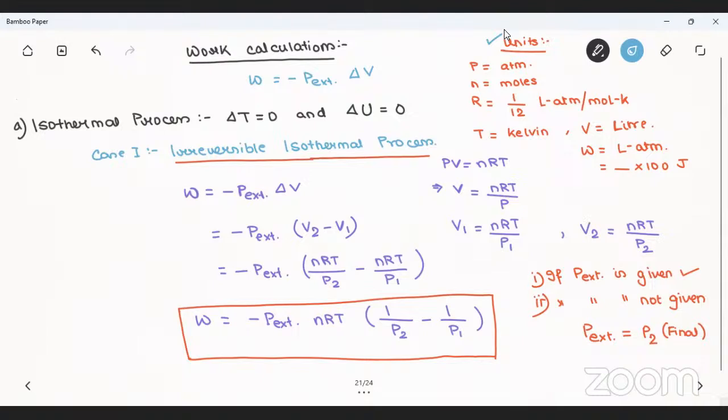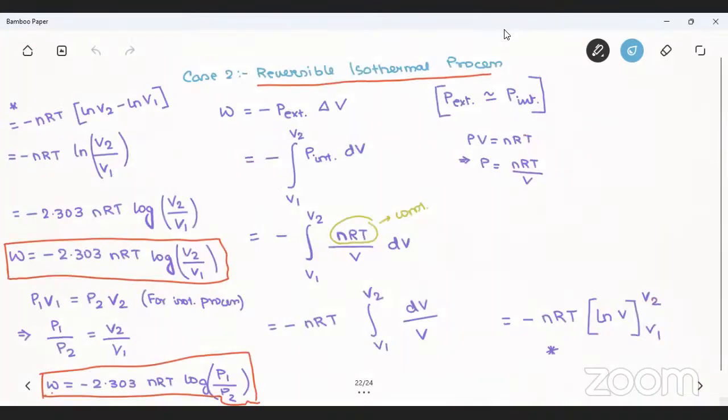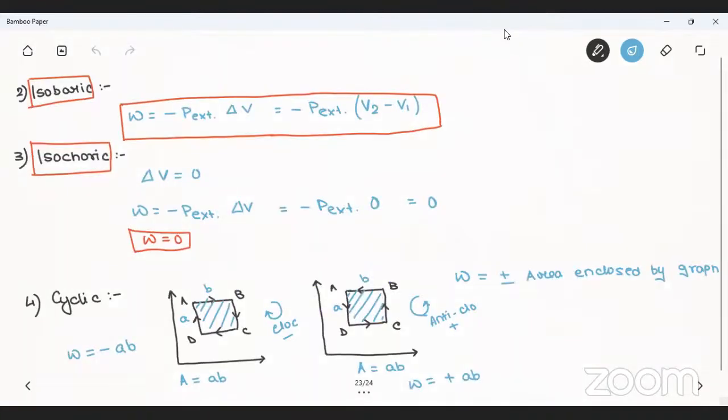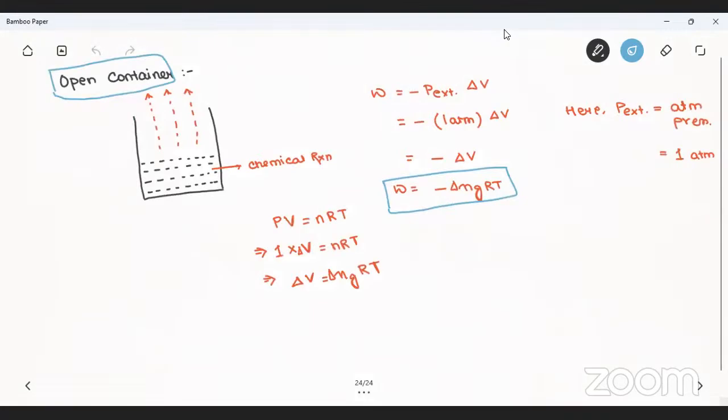So we have learned for the irreversible isothermal process, what is the formula and its derivation. We have learned for the reversible isothermal process, what is the formula and what is the derivation. For isobaric, what is the formula? For isochoric, what is the formula? For cyclic, how to use the sign convention, and for open container, what is the formula. So this whole part is clear to you.